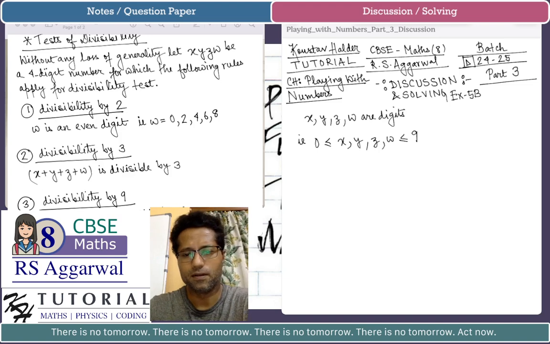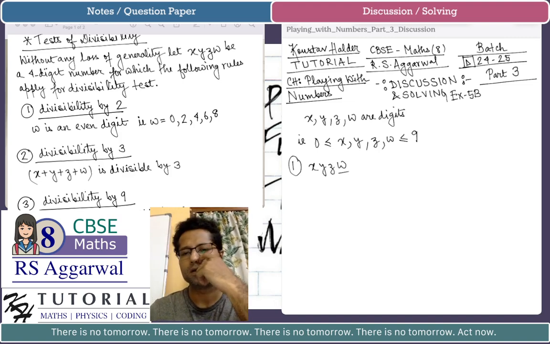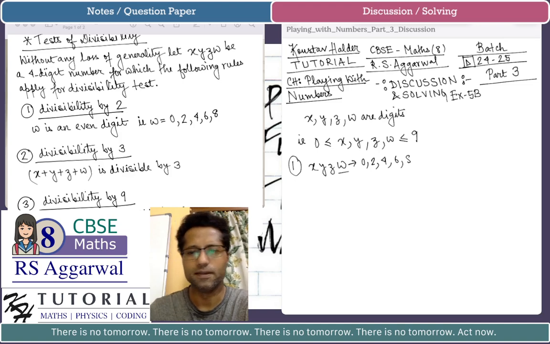So for the number XYZW, the digit at the units place or ones place is W. So that has to be an even digit. Then the whole number will be divisible by 2. So this W can be 0, 2, 4, 6 and 8. Okay, so this was pretty simple.